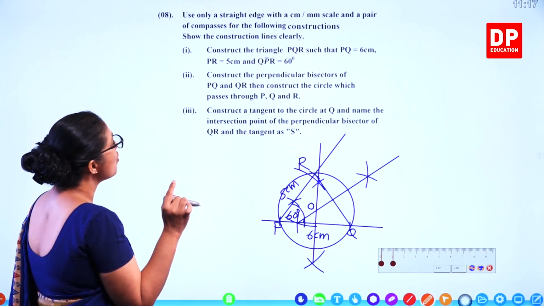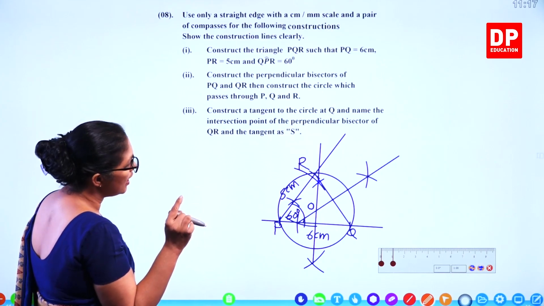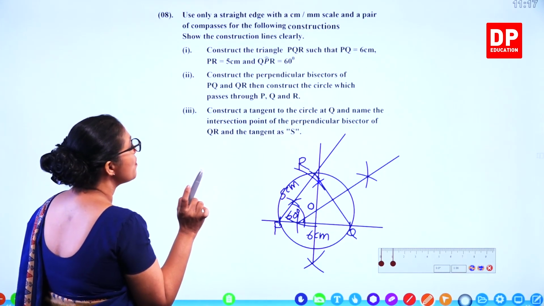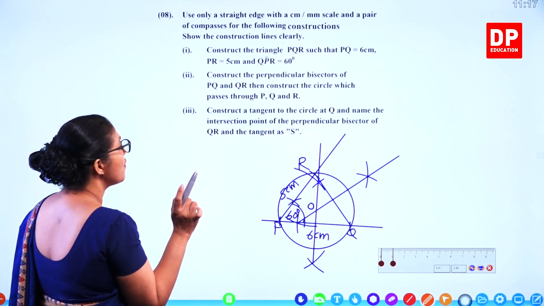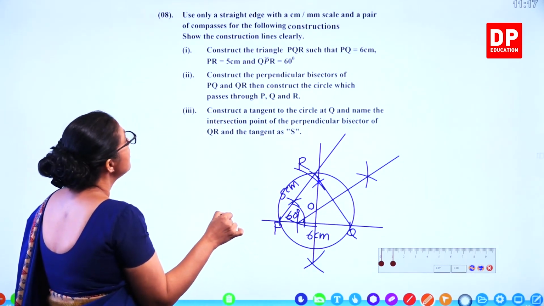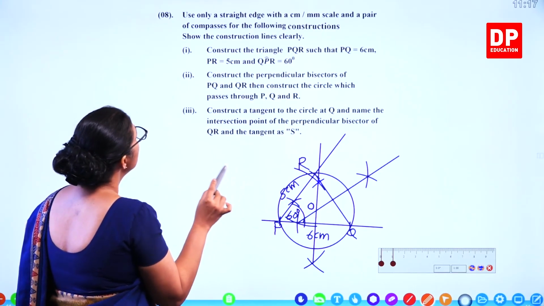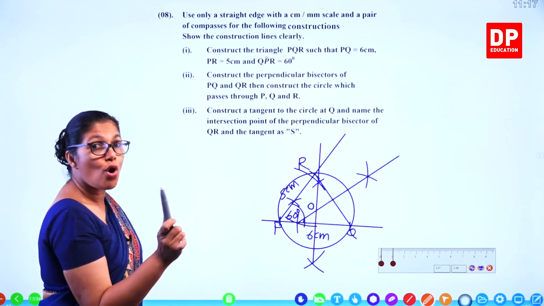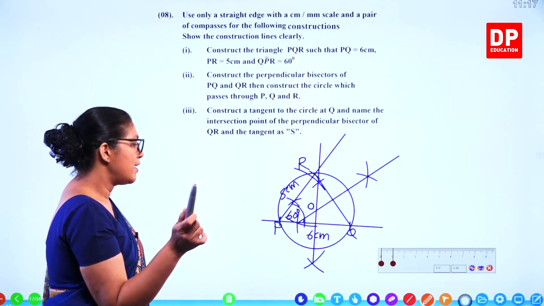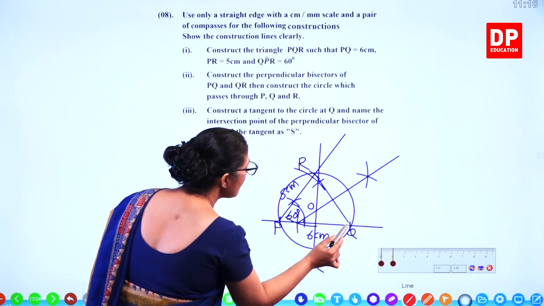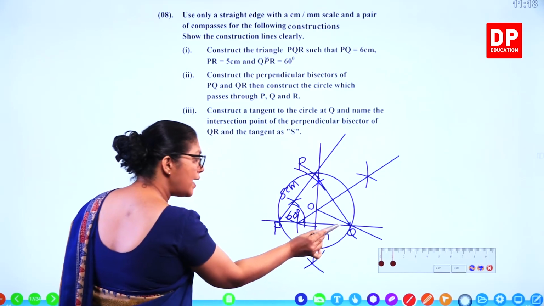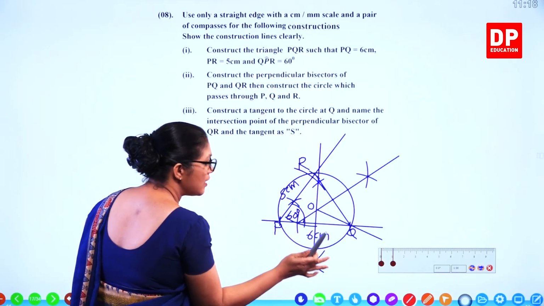Then part 3, construct a tangent to the circle at Q. So we have to draw the tangent here and name the intersection point of the perpendicular bisector of QR, that's this one, and the tangent as S. So we have to draw the tangent line. So we know the radius is perpendicular to the tangent line. So we'll draw the radius here to here. Now we have to draw a perpendicular line to that. That's the tangent at Q.